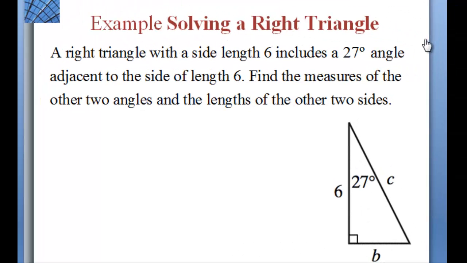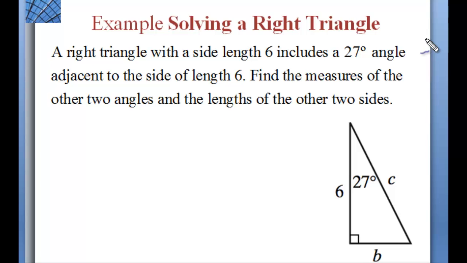Now we're going to look at solving a right triangle. If we have a right triangle with side length 6 that includes a 27-degree angle adjacent to the side of length 6, find the measure of the other two angles and the lengths of the other two sides. So in our triangle, we have a 90-degree angle, we have a 27-degree angle. To get our third angle, we take 180 minus 90 minus 27, which gives us 63 degrees there.